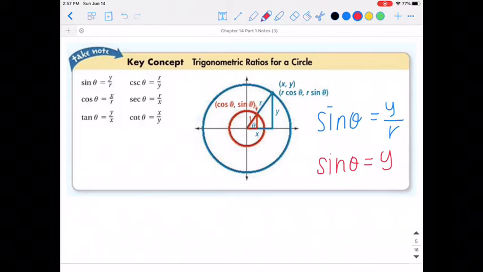Remember, the radius for your unit circle is always 1. So in that case, it was sine of theta equals y over 1, which just gave us sine of theta equals y. So because we're dilating now, it's going to have to be over r. So sine of theta is y over r, cosine of theta is x over r, and tangent of theta is still y over x. Then for our reciprocal functions, cosecant of theta is r over y, secant of theta is r over x, and cotangent is still x over y.